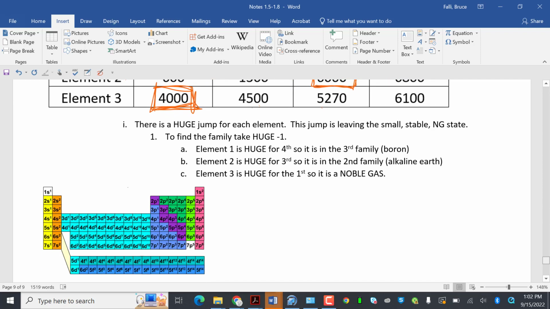So remember, when you're huge, these guys are small and stable. I'll change to a better color.